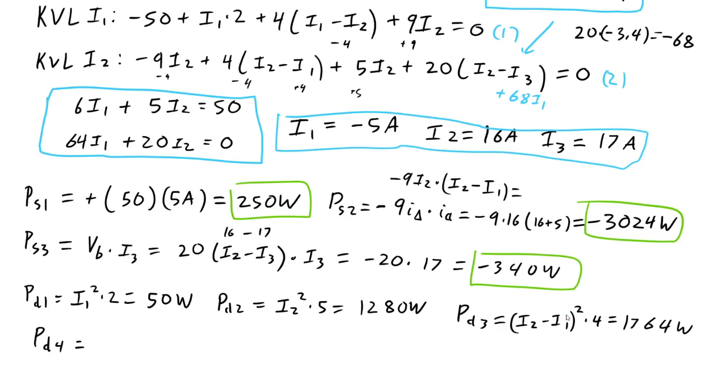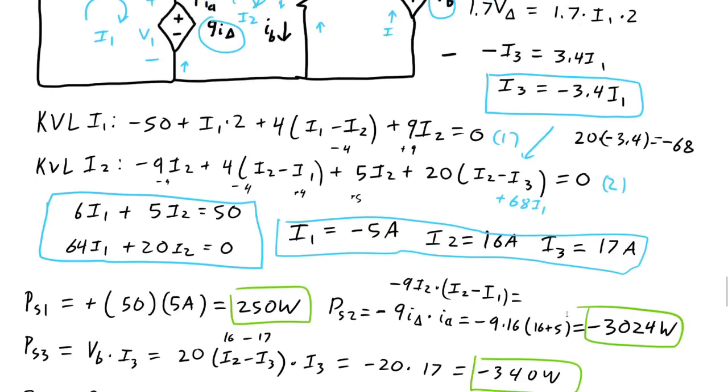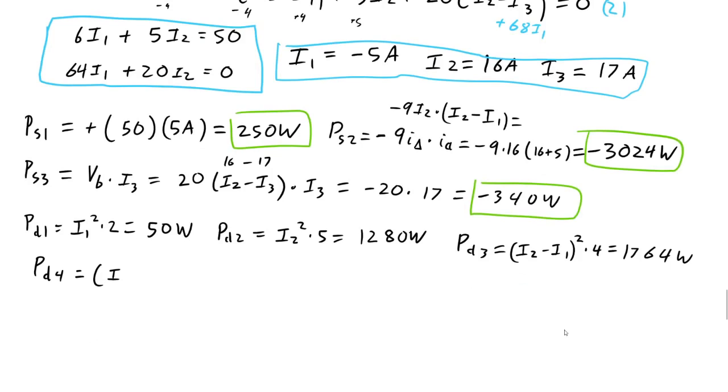And one more resistor. This one's going to be the 20 ohm one. So I'm going to do whatever IB is. I think IB is, yeah, I2 minus I3. So I2 minus I3 squared times 20. So that's 16 minus 17, minus 1 squared is plus 1, 20 watts.